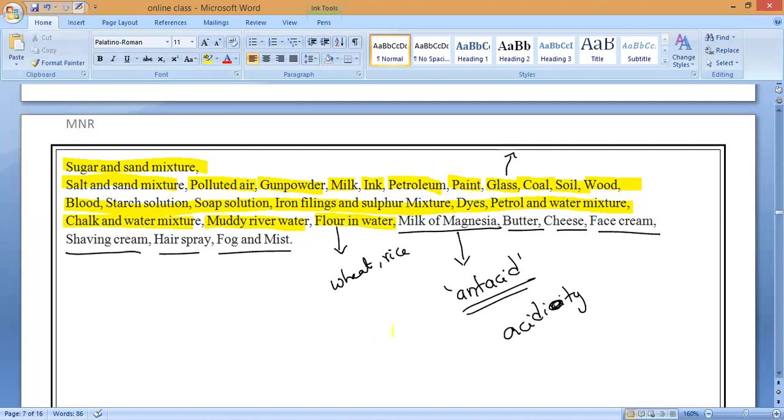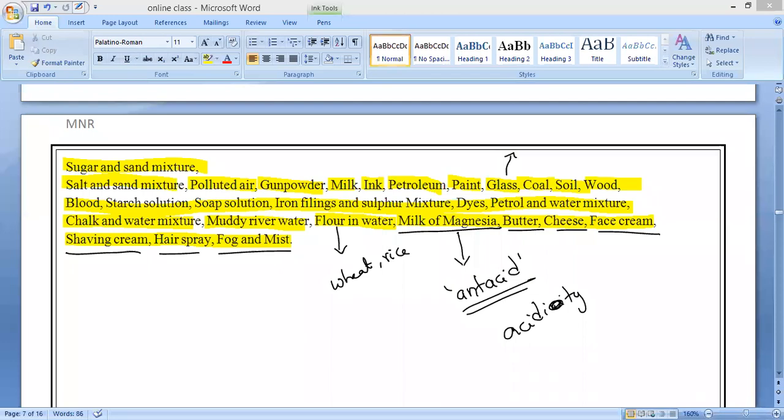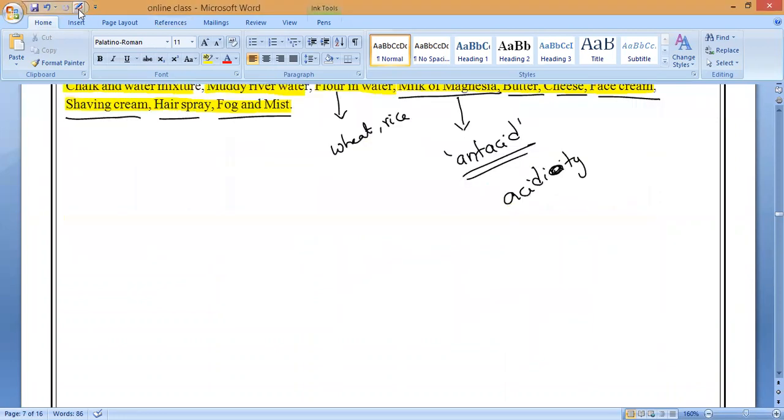Remember, most of the substances in our surroundings are heterogeneous mixtures only. Homogeneous mixtures are only two. One is true solution or solution, and the second one is alloys. Second one is what? Alloys. So only alloys and solutions.